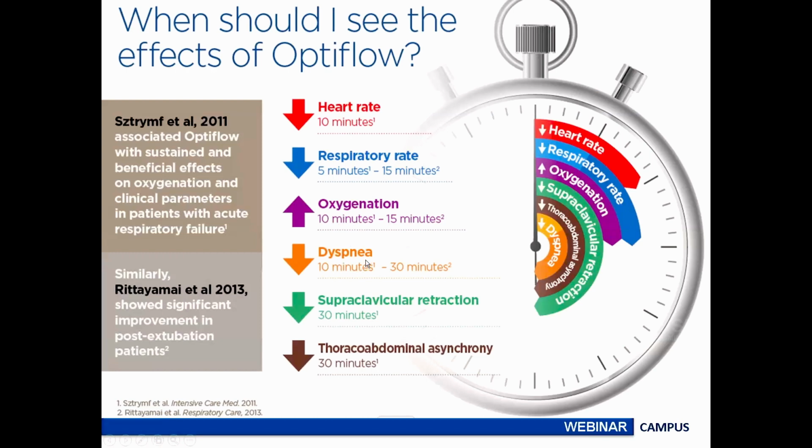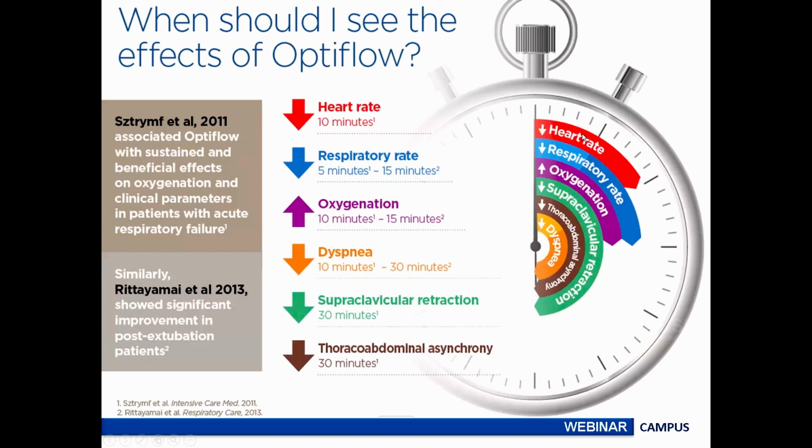The patient's discomfort or dyspnea, breathing difficulty, will reduce in 10 to 30 minutes. And the retraction or the usage of the other accessory muscles will reduce in half an hour. And the thoracoabdominal asynchrony, which you initially see, will settle in 30 minutes. So always see this chart, which is very important.